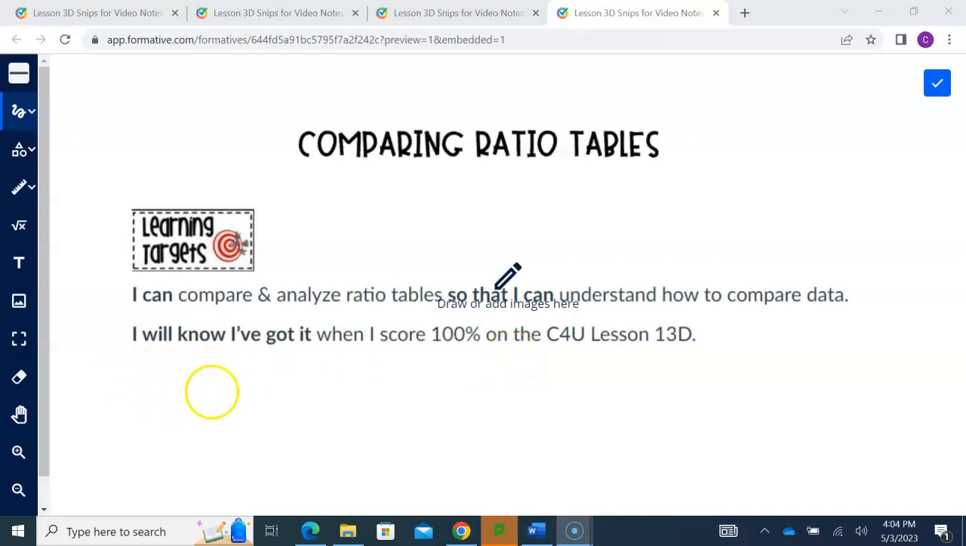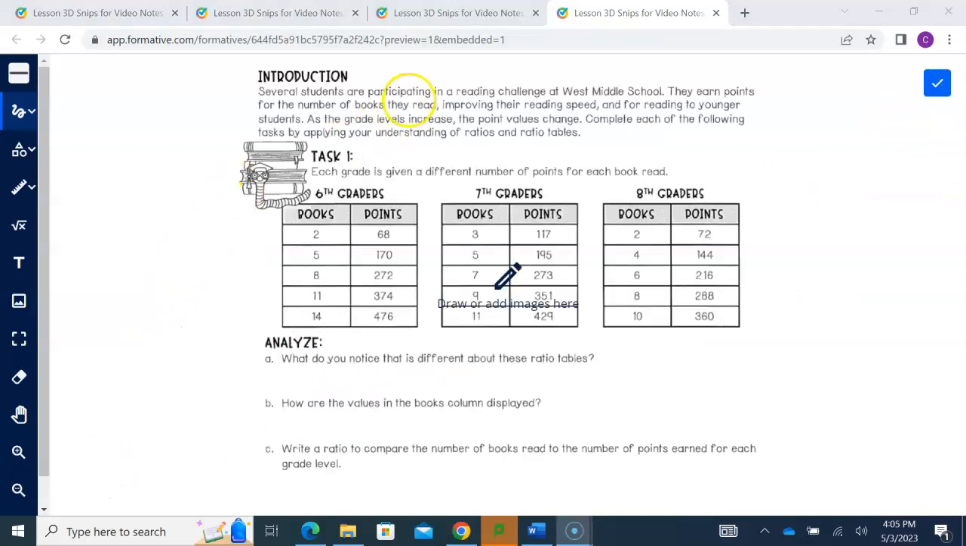So in this lesson, we are going to be comparing ratio tables. I can compare and analyze ratio tables so I can understand how to compare data. And I know I've got it when I score 100% on the assignment following this lesson. Okay, so we're going to read through this introduction and then we're going to complete task 1.